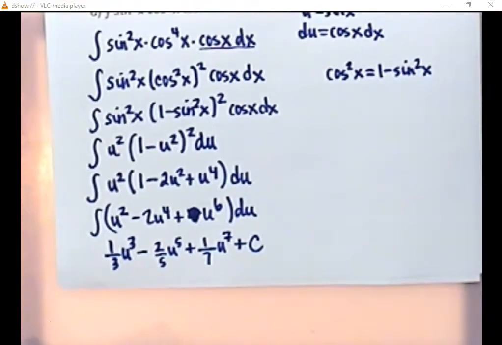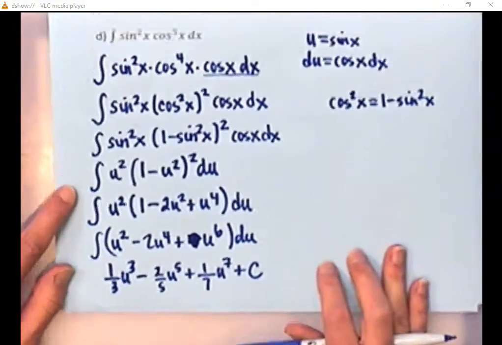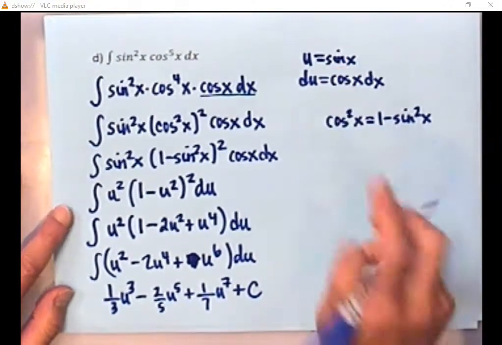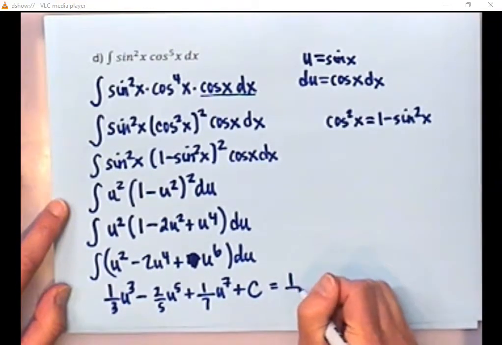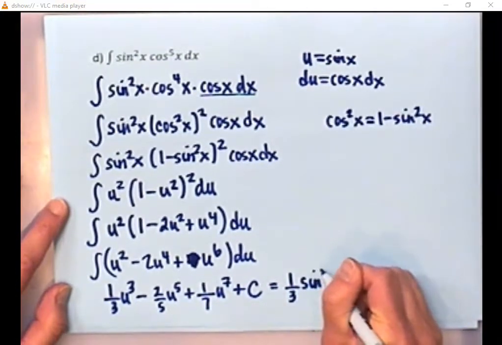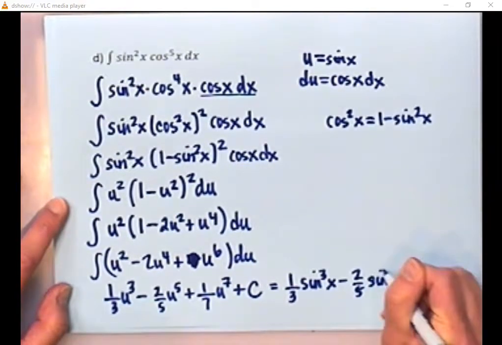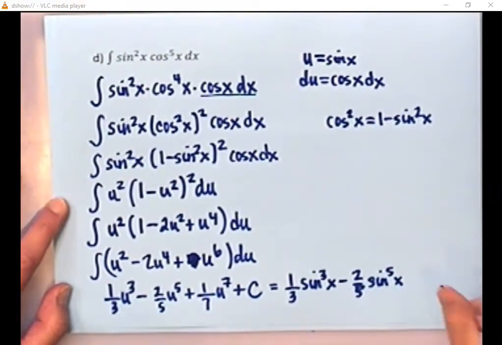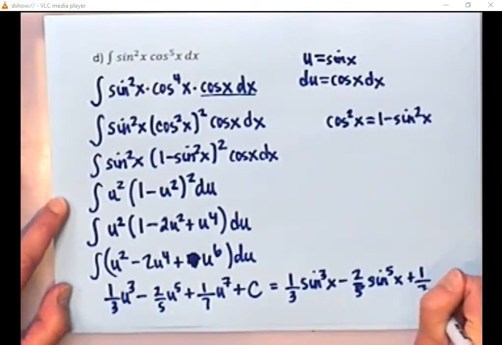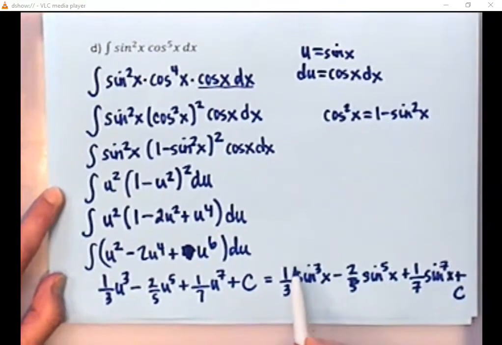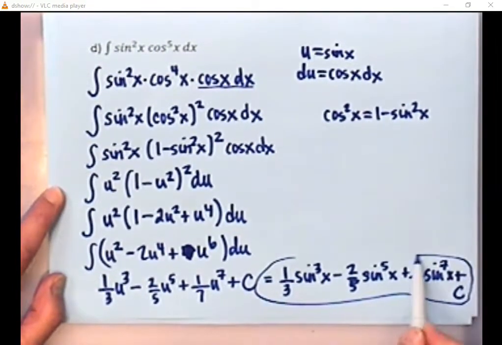Riley, anything else we should do at the end here? Yeah. Plus substitute back the sine, right? So don't forget the sine was our u. So we're just going to plug that back in. So we'll have 1/3 sine cubed of x minus 2/5 sine to the fifth of x. And then plus 1/7 sine to the seventh of x. I almost ran out of room, but plus c will go on the end. There we go.